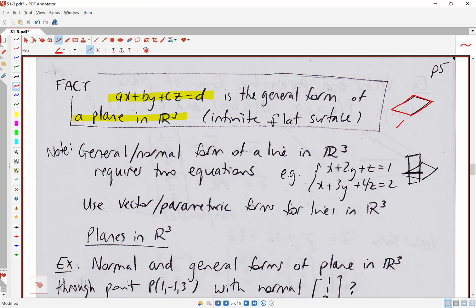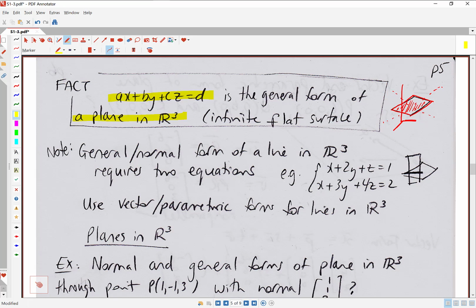So you can imagine we're in 3D. Here are your x, y, z axes. And your plane is this surface here. So it extends infinitely in this direction, infinitely in that direction, but we'll just represent it visually as that parallelogram.